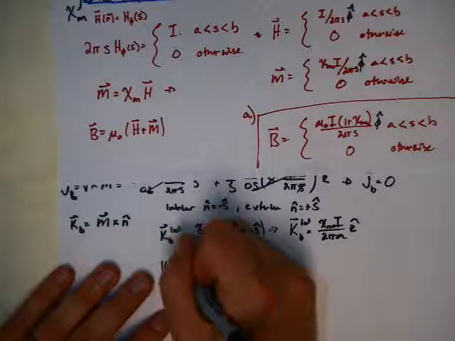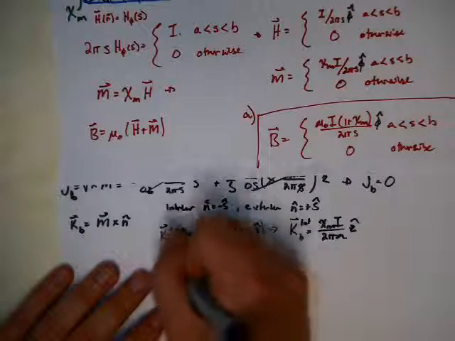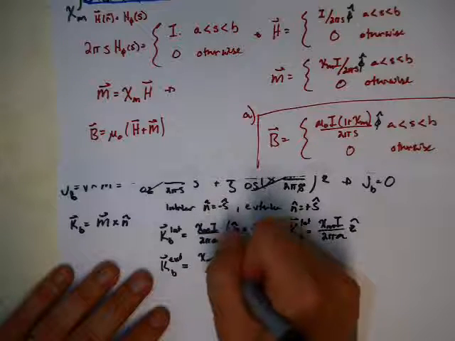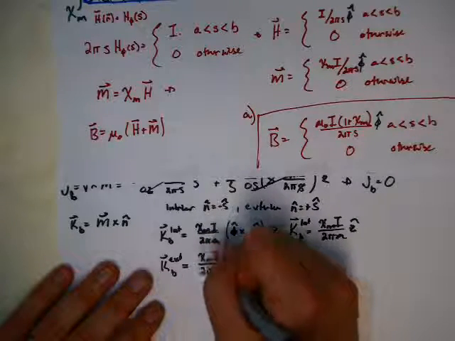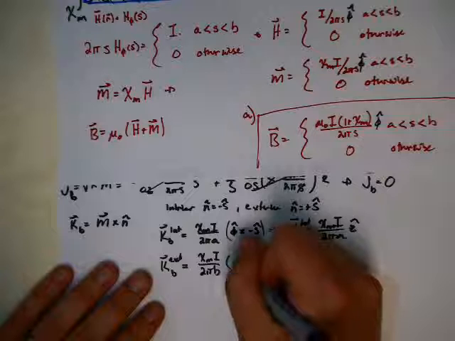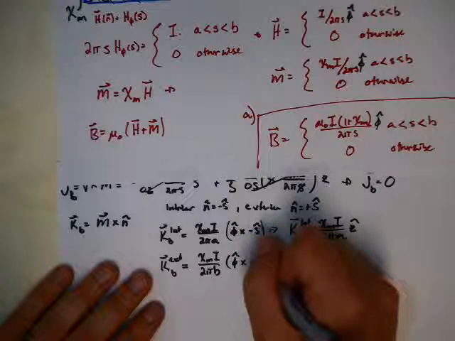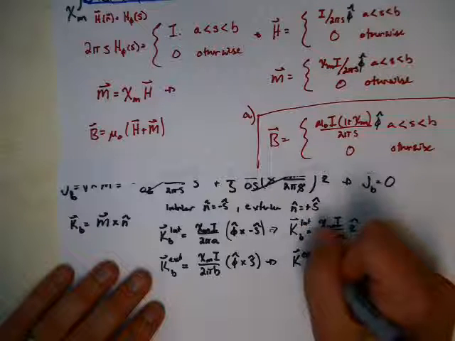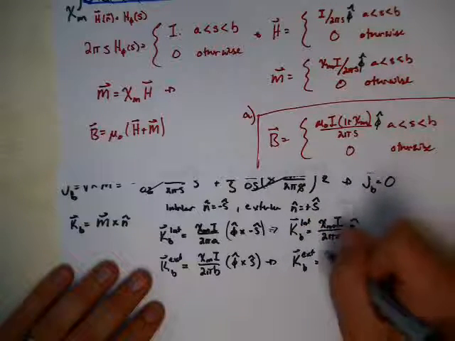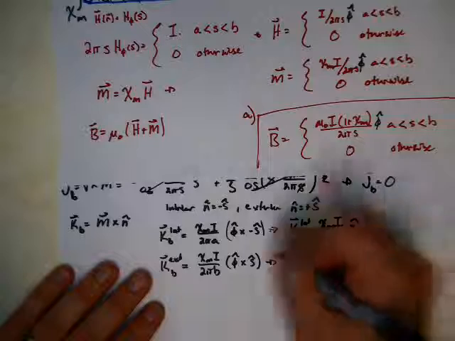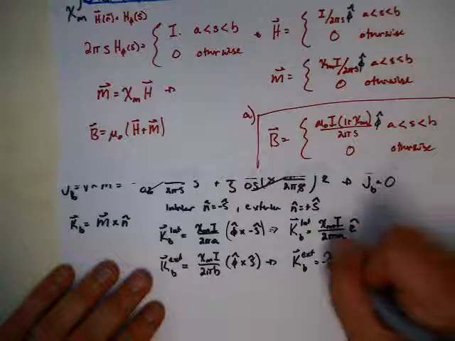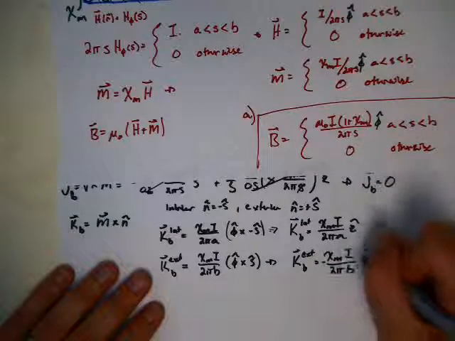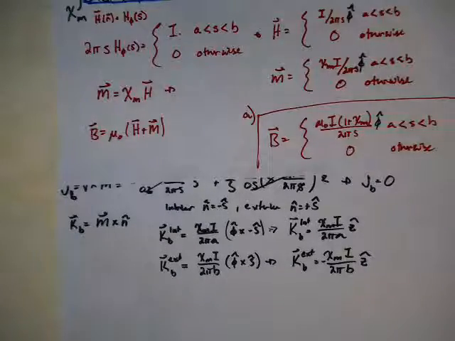On the exterior, the bound surface current, chi_m I evaluated at the exterior, so it's 2 pi b, phi hat cross s hat, which of course says that it is minus chi_m I over 2 pi b z hat.